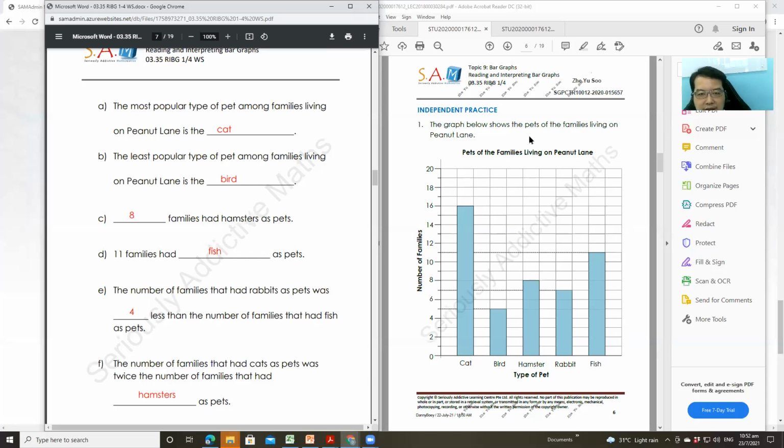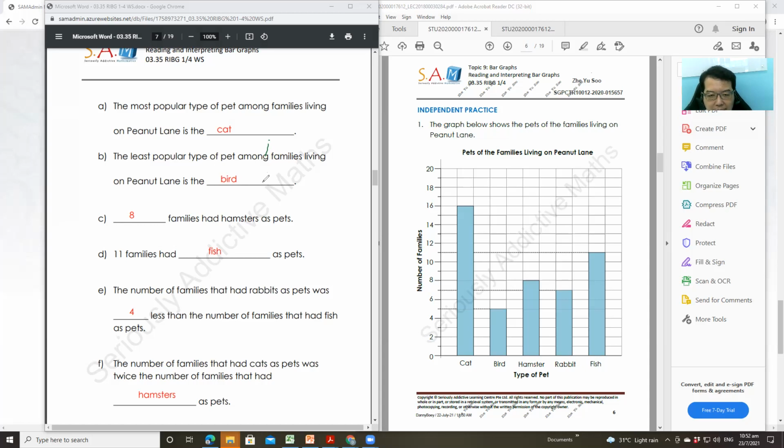Okay, let's go through the answers. For A, the most popular type of pet among families living on Peanut Lane is, look at the longest bar, and I'm sure you will be able to tell that the longest bar is cat. So the answer is cat. The least popular type of pet is the shortest bar, bird. And it's 5. Sorry, 5 families, not 5 birds, right? 5 families. Okay. And then C.